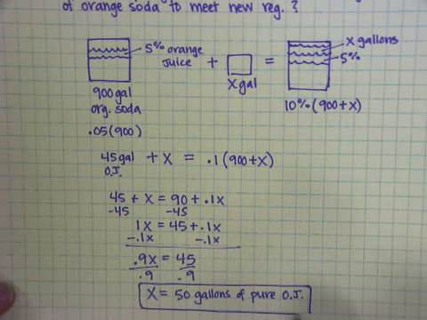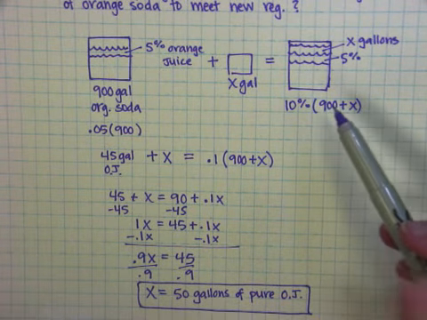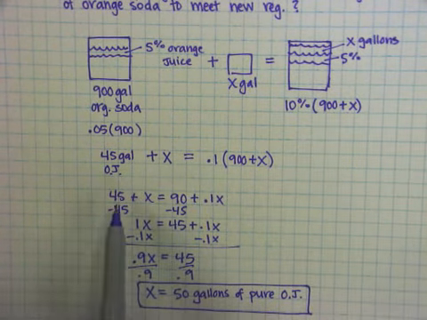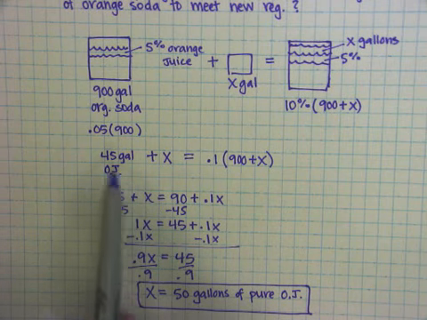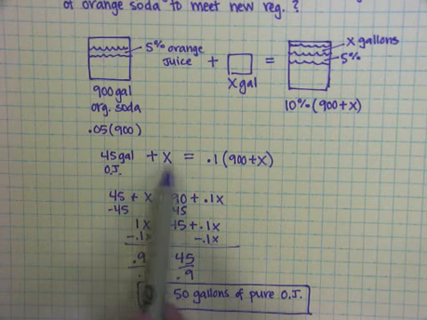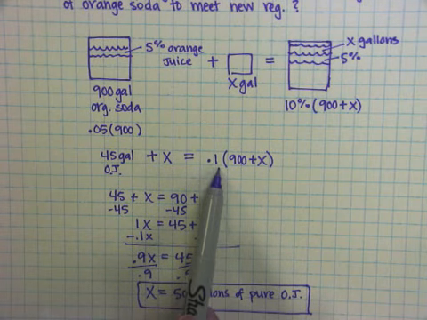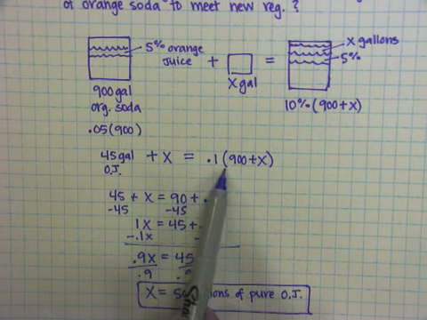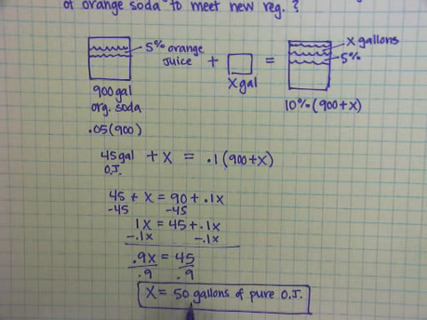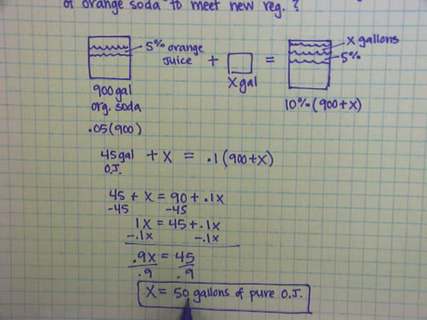So, mixture problems, draw pictures please. Make sure you're thinking about what you're adding together and what you're multiplying. In this case, we had orange juice plus some unknown quantity of orange juice equaling our ending amount of orange juice. So make sure that you're adding like units. And then it's always a good idea at the end to double check and make sure that this makes sense.